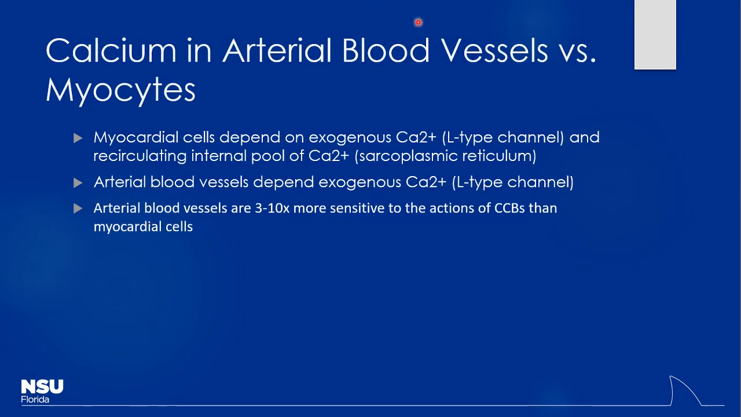So looking at calcium in the arterial blood vessels versus the myocytes, again, the myocardial cells really depend on that exogenous calcium coming in from those L-type channels there, and then it will trigger off that recirculating pool of calcium from that sarcoplasmic reticulum there.